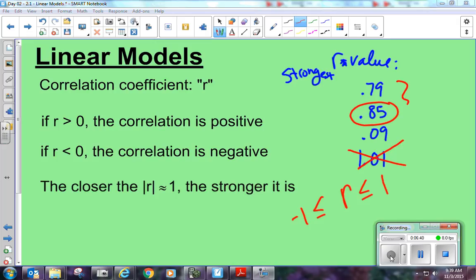So look at these. This one's the strongest r value. Not only is it the strongest r, it's the strongest positive r value. All right? Then that's as strong as it could be. The dots will form a straight line. Good question.